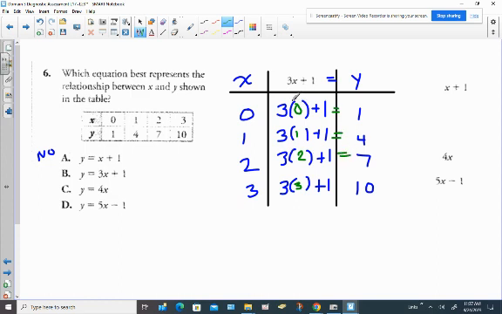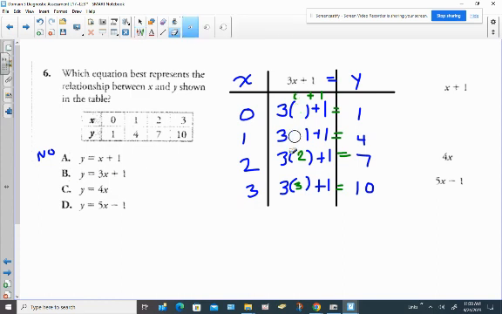So let's try the first one. If I do 3 times 0, that would be 0. And 0 plus 1 does equal 1. So far, we're off to a good start. Here, if I do 3 times 1, I get 3. If I add 1 to it, 3 plus 1 does equal 4. So it checks for that one. 3 times 2 is 6, plus 1 does equal 7. And 3 times 3 is 9, plus 1 does equal 10. So far it's looking like it would be choice B.